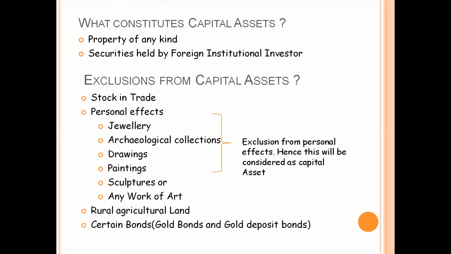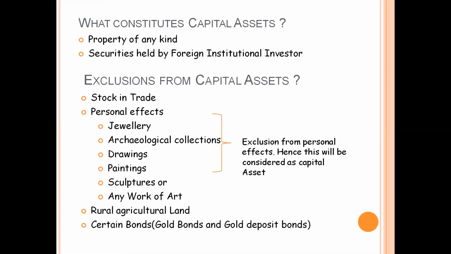We have to check the exclusions from the capital asset. First is stock in trade. Say land and building generally constitutes a capital asset, whereas in the case of a real estate businessperson, it is stock in trade. So stock in trade cannot be constituted as a capital asset. Second, any personal effect. Anything that is for your personal use cannot constitute a capital asset.